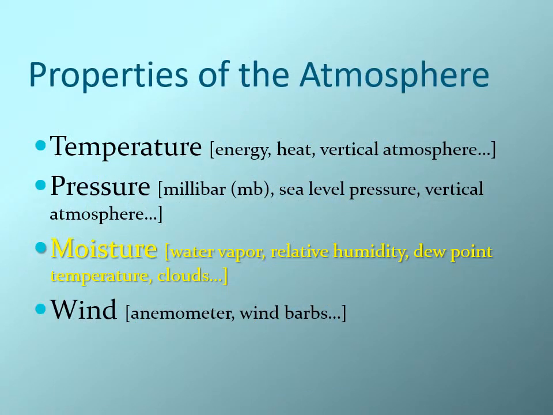So the next property is moisture. Moisture is really important to the atmosphere and to life on Earth. Think about one of the more interesting weather events that we have in Southern California, and that's when it rains. So you can already tell, especially after a 4 or 5 year drought, that moisture is extremely important to us. So we're going to talk about moisture and related terms like water vapor, relative humidity, and dew point.